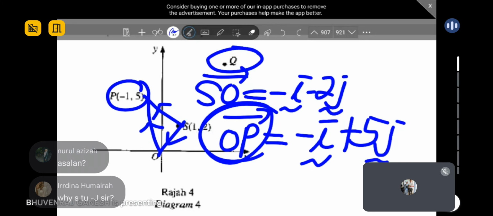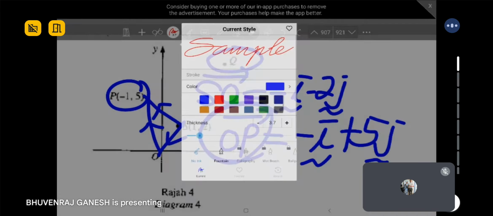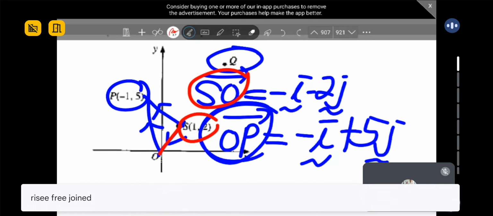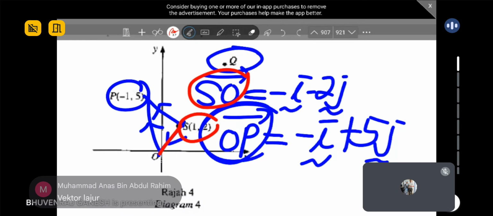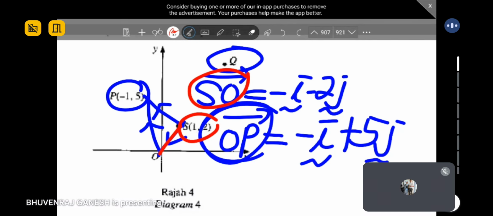Mula dari asalan. Apa nama jenis vector? Macam tu. Why is S2 negative J? Sebab sekarang kita patah balik. Okay? So sekarang, kalau OS, kamu ikut koordinat S: 1, 2. So, I tambah J, tambah 2J. Okay? Sekarang kita SO. So, SO maksudnya kena tambah negatif, sebab opposite, bertentangan arah dia. Vector laju? Bukan vector laju.